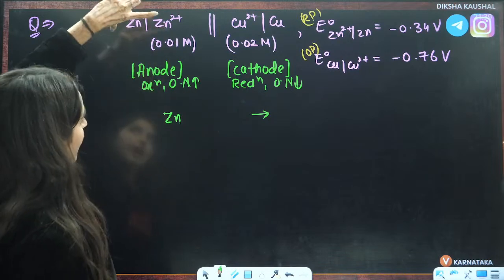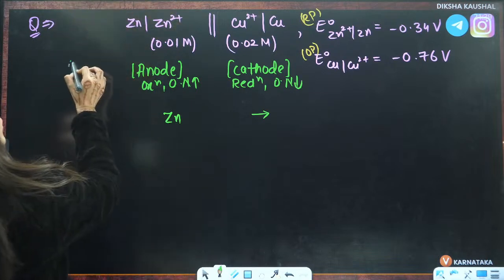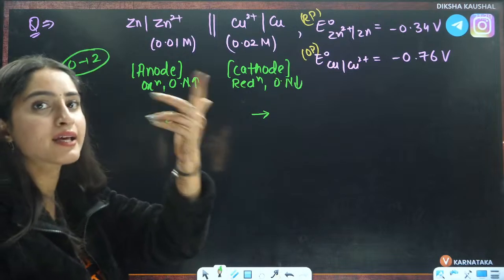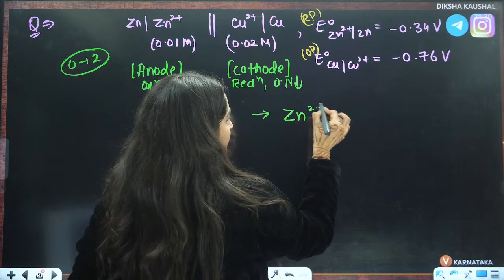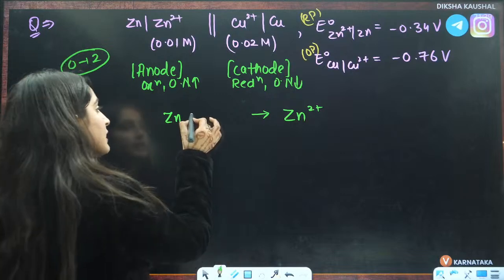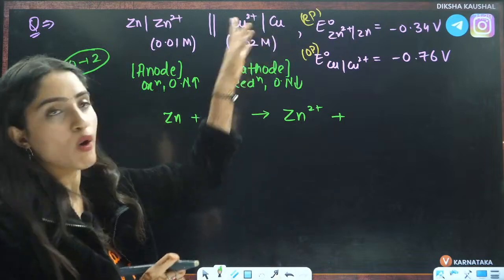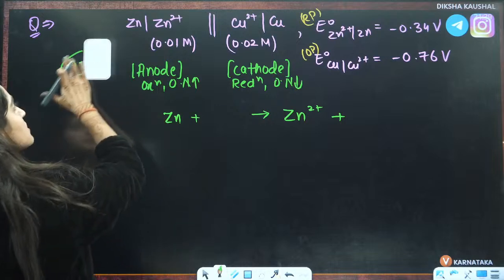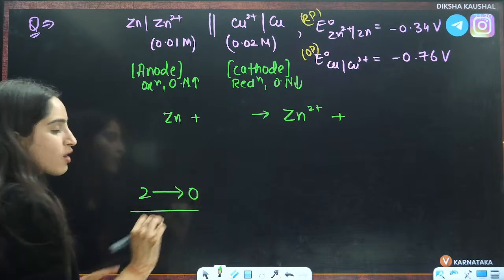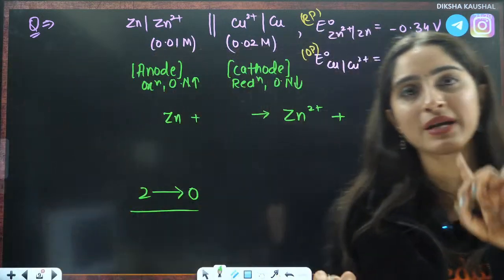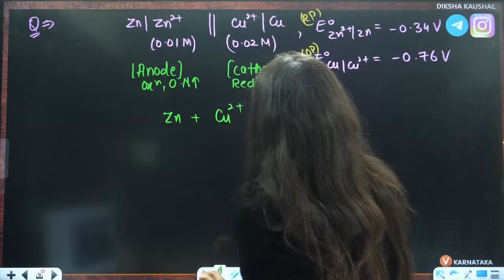At anode, oxidation is happening. So, Zn to Zn2 positive, 0 to 2, that means the number is definitely increasing. So, here it is Zn to Zn2 positive, right? First. Second, here you have Cu2 positive to Cu, right? So from Cu2 positive to Cu, it is from 2 to 0. Oxidation number is decreasing. If oxidation number is decreasing, that means reduction, right? So reduction, you can write it here, Cu2 positive to Cu.